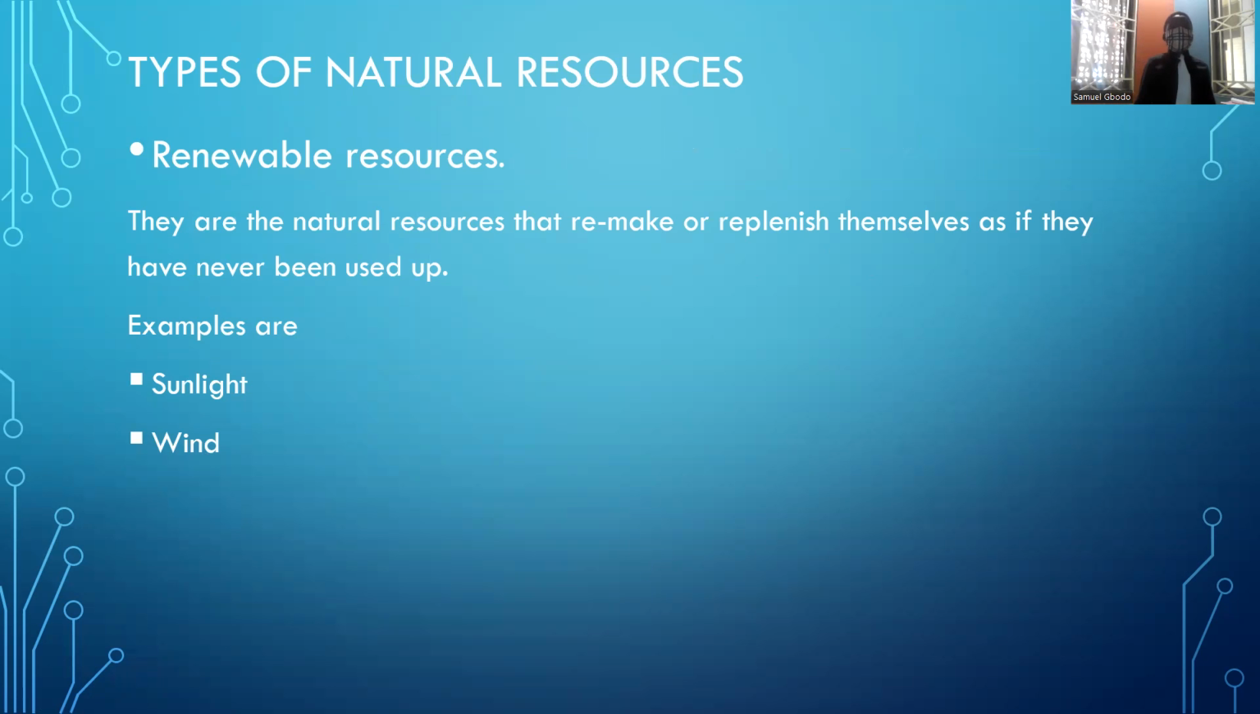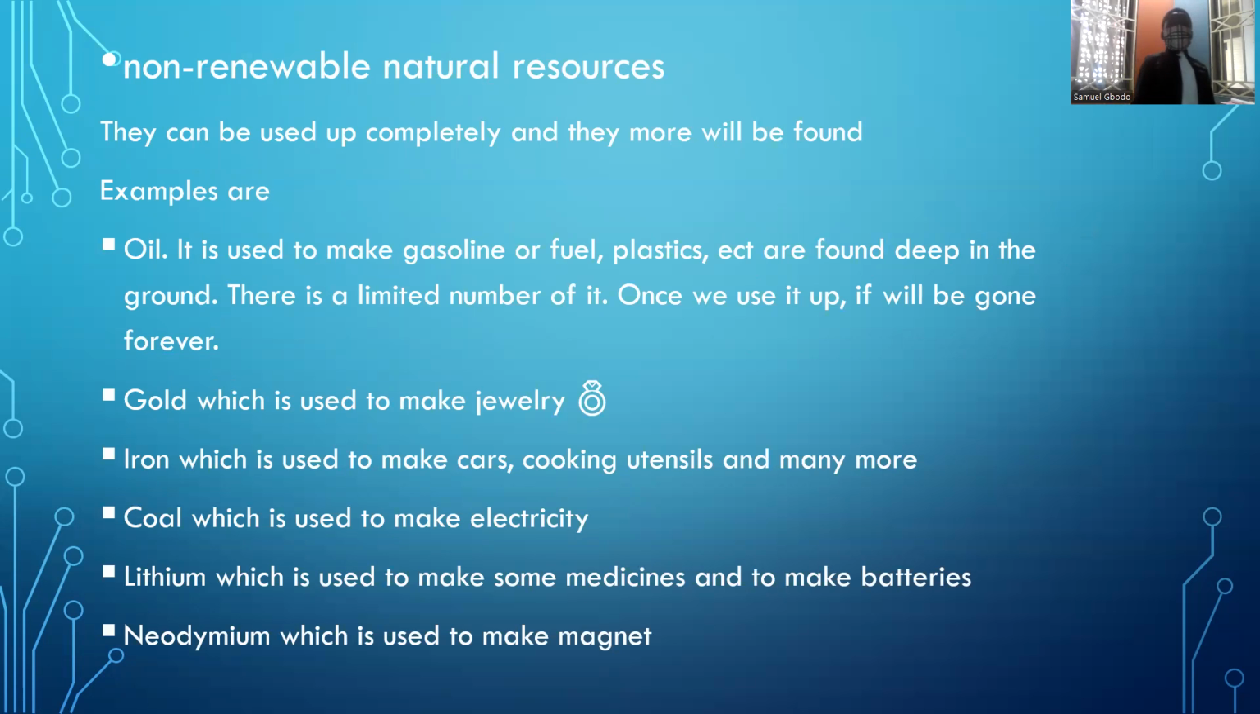Renewable resources. They are natural resources that remake or replenish themselves as if they have never been used up. Examples are sunlight and wind. Non-renewable natural resources. They are the resources that can be used up completely and no more will be found again. Examples are oil. It is used to make gasoline or fuel, plastics, etc. They are also found deep in the ground. There is a limited number of it. So once we use all of it up, it will be gone forever.